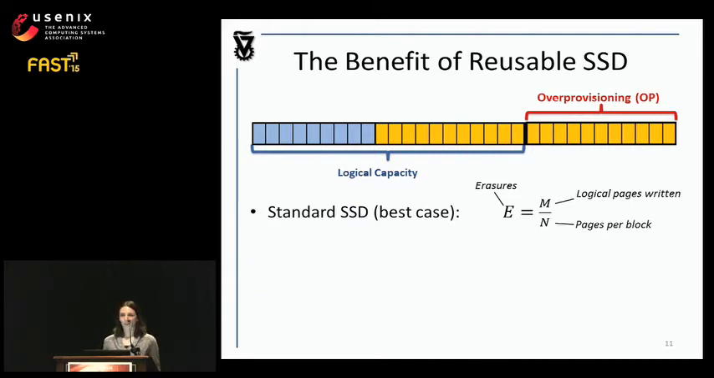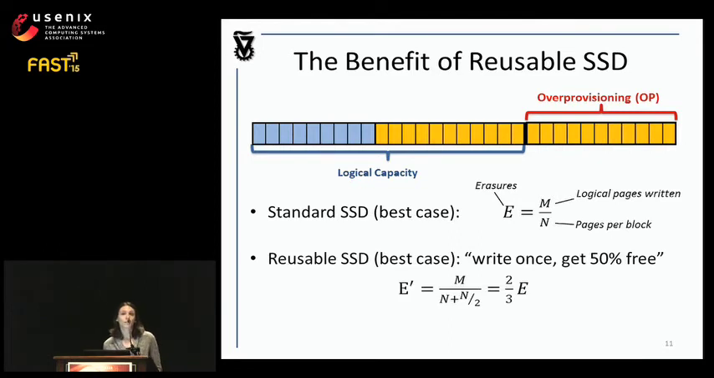Let's look at the standard SSD. To get the number of erasures, you have to divide the number of logical pages that you write by the number of pages in each block. Now, this is best case, no write amplification, just a best case analysis. With reusable SSD, you actually perform 50% more writes.